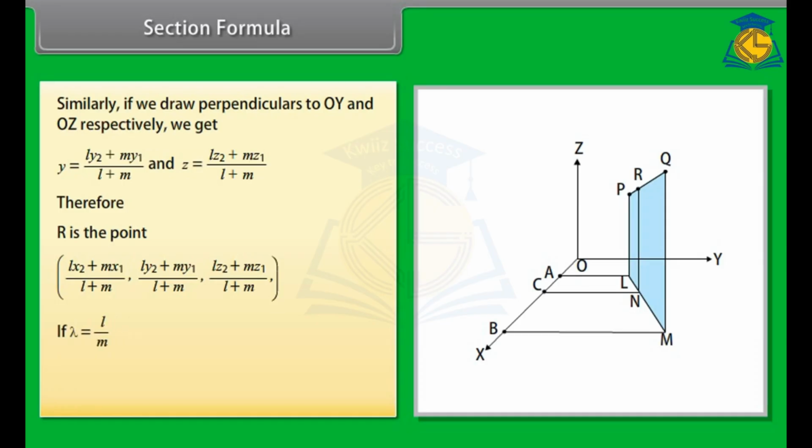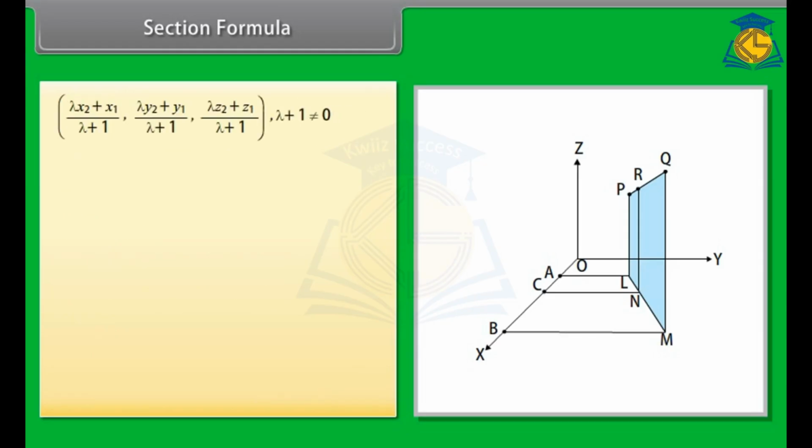If lambda = L/M, then the coordinates of the point R which divides PQ in the ratio lambda:1 are ((lambda x2 + x1)/(lambda + 1), (lambda y2 + y1)/(lambda + 1), (lambda z2 + z1)/(lambda + 1)), where lambda + 1 ≠ 0.